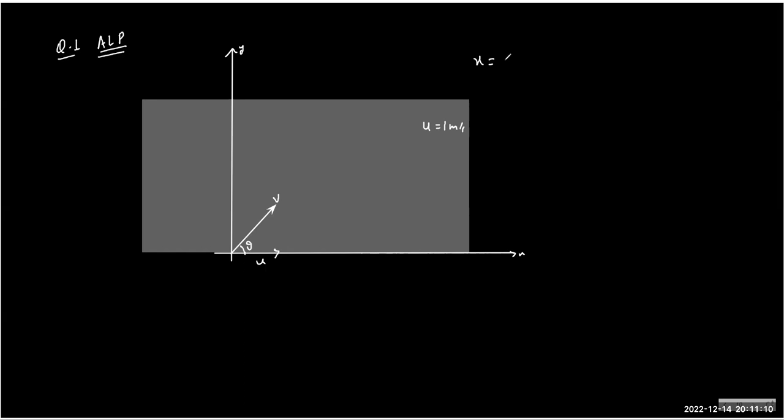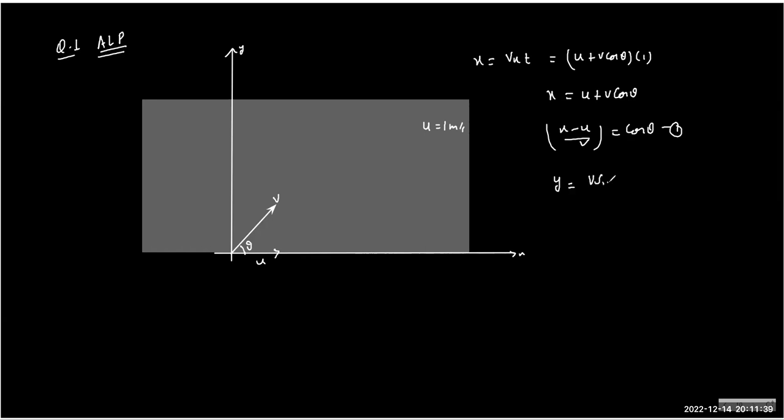So in 1 second, time is given. So in 1 second, x we write as vx into t, right? So in general, what is vx here? V cos theta plus u. And t is given 1 second. So I got x equals u plus v cos theta. So I can write (x minus u) by v equals cos theta. What about the y coordinate? So y becomes v sin theta into t. So we get sin theta equals y by v.